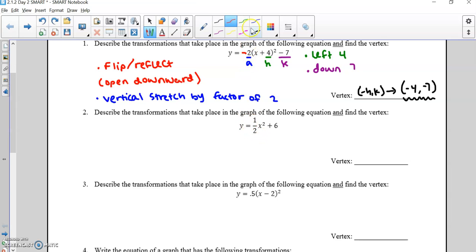This one doesn't have any negative signs, so we can go ahead and skip straight to this 1/2. That's our A value. So that tells us it's either going to get skinnier or wider, which is a stretch or a compression. Now because it's a fraction, it's a number that's smaller than 1, we know that it's going to be a compression. So since we are working with a fraction, it is 1/2, which is definitely less than 1, we know that it's a vertical compression by a factor of 1/2.